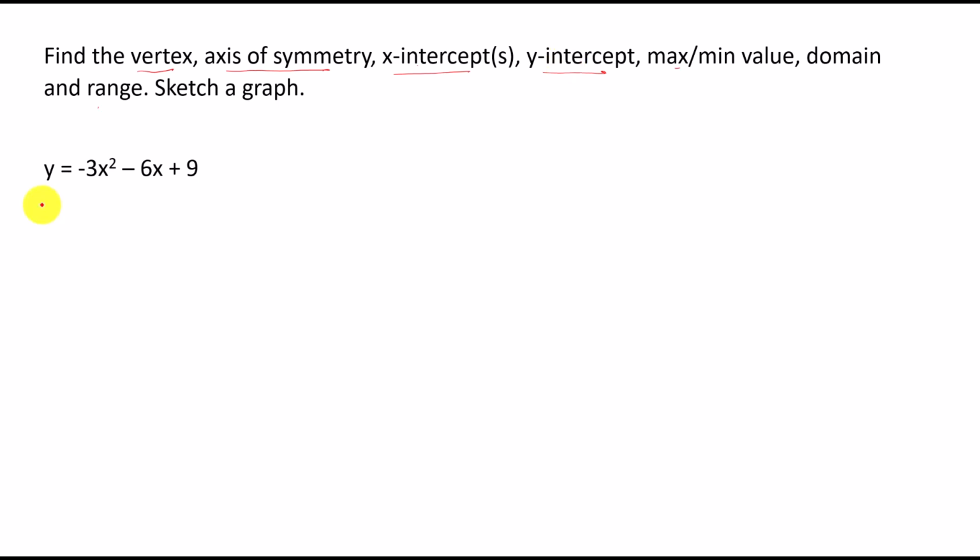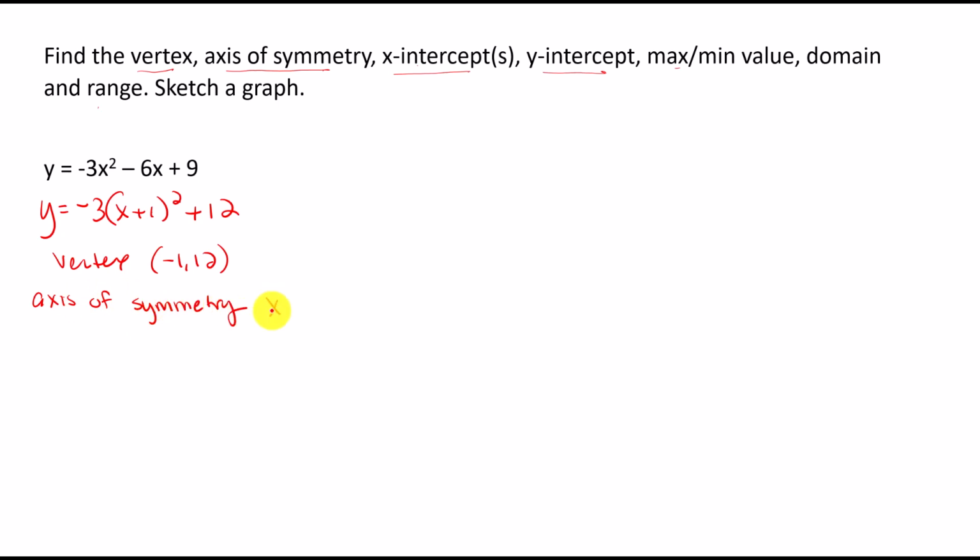Okay, so when you write this in completed square form, you should have -3 out to the front. You're going to have x plus 1 squared plus 12. Okay, vertex, -1, 12. Opposite signs here, same sign here. Axis of symmetry is going to be x equals -1.